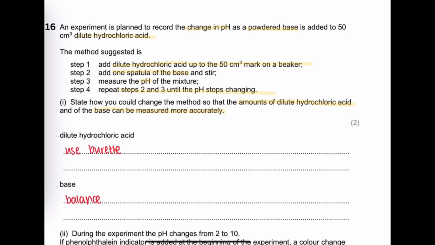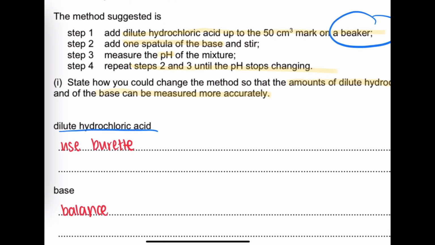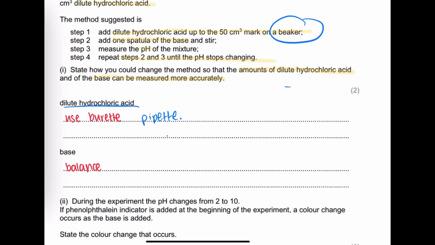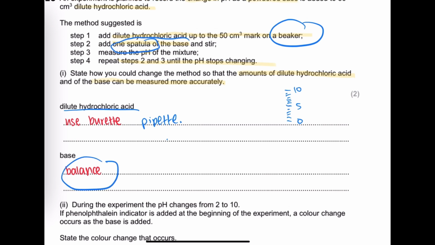accurately. Here they measured the dilute hydrochloric acid with a beaker. Instead, we can use a burette, a pipette, or a measuring cylinder. These just have higher accuracy, with smaller and more precise markings. The more lines there are, the more accurate you can make it. Now with the base, they added it with a spatula. Instead you can use a balance so that you can actually weigh out the amount, say 5 grams, instead of just a spatula, because we don't actually know how much that weighs.